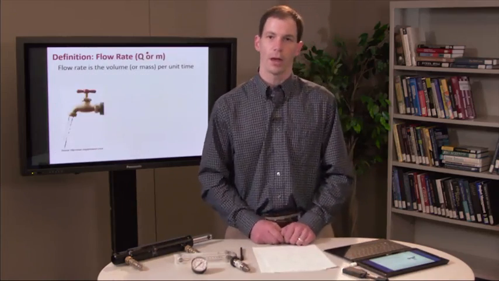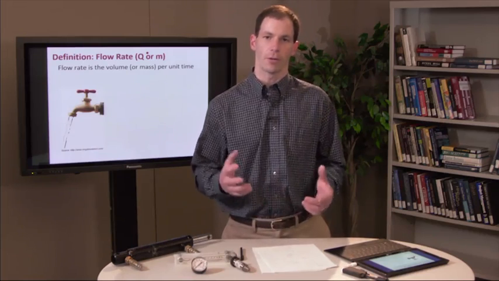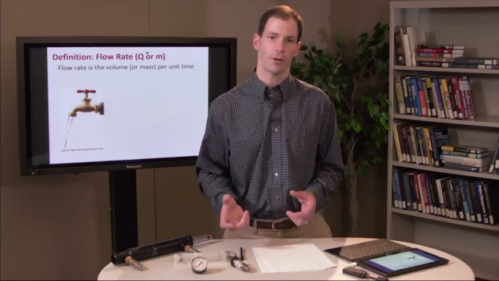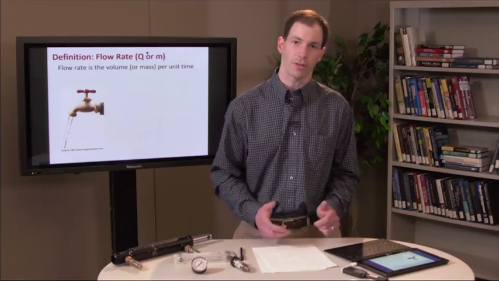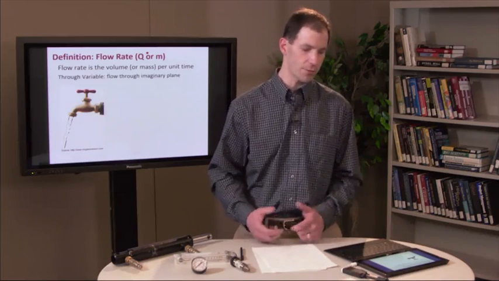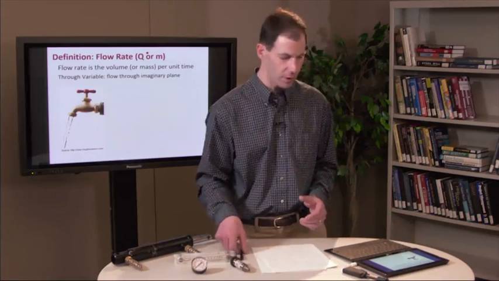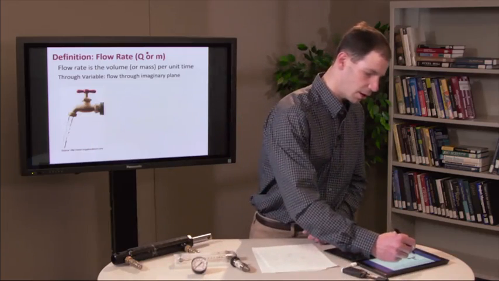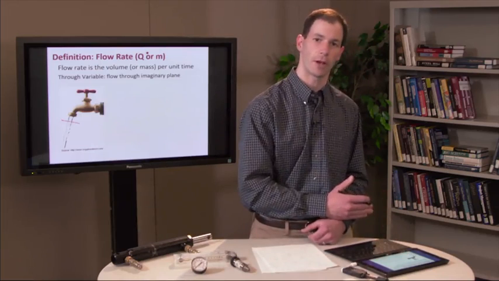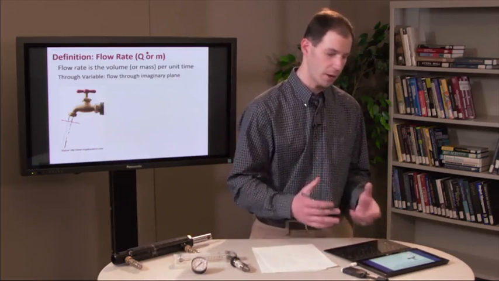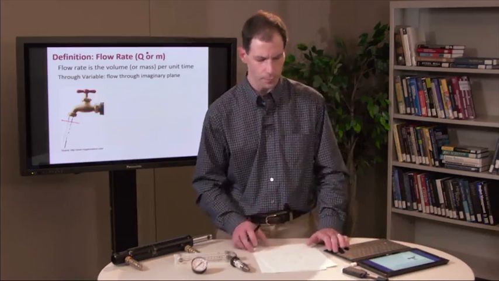Now, our other major variable that we're dealing with is flow rate. And we're going to need to talk about both volumetric flow rate and mass flow rate. Flow rate is simply the volume or mass per unit time. And we refer to this as a through variable, or the flow across some imaginary plane. So if you can imagine, I've got this water spigot here, and let me draw a plane right here. Well, I can look at either the mass that has flowed across that plane or the volume that's flowed across that plane per unit time, per second, per minute, whatever unit we're looking at.